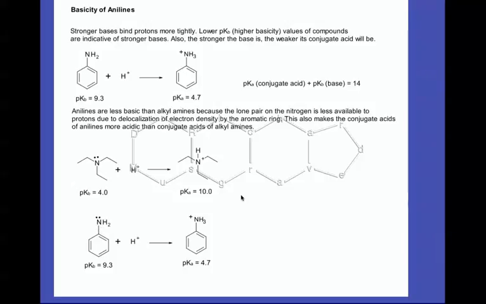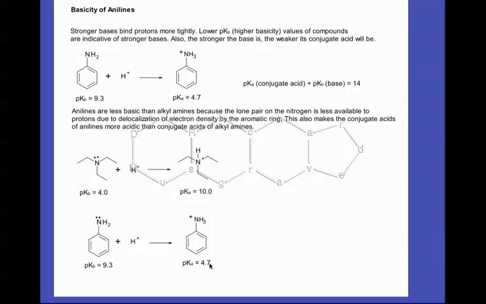Let's take a look at the strength of the conjugate acids. As you can see, the sum of each of these is 14. 4 plus 10 is 14. 9.3 plus 4.7 is 14. But take a look at the strengths of the conjugate acid. We notice that this has a very weak conjugate acid, while this one has a stronger conjugate acid. Now you can see this by the relative size of the pKa. The lower the pKa, the stronger the acid.